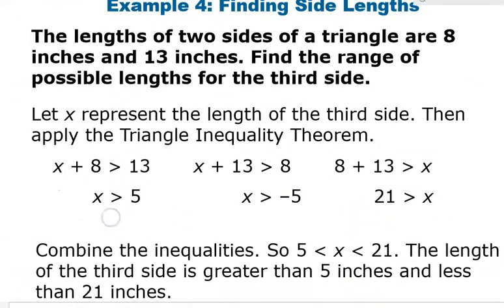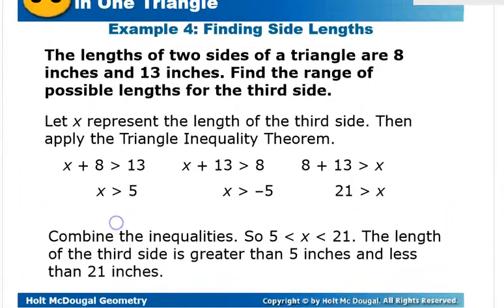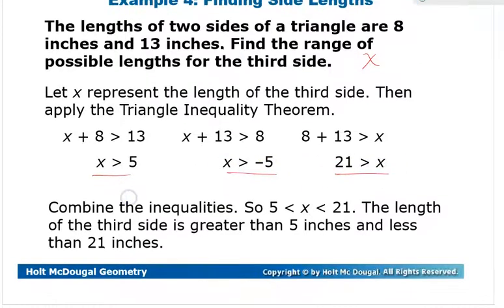Okay, here we go. Find the range of possible lengths for the third side. So this time they don't give us the third side. They just give us 2 sides. So we know that the third side is going to be x. So we have 8 plus x needs to be bigger than 13. x plus 13 needs to be bigger than 8. And 8 plus 13 needs to be bigger than x. And you just solve for x. And you should get 3 inequalities with x.